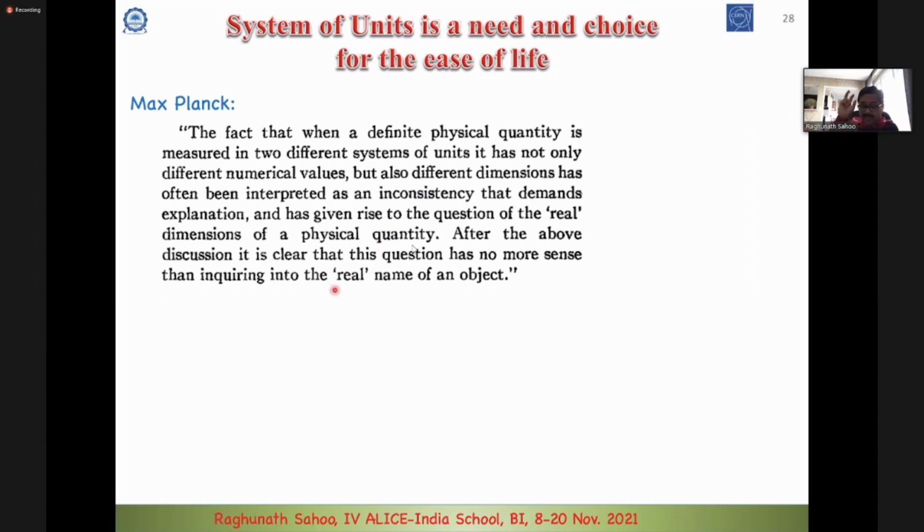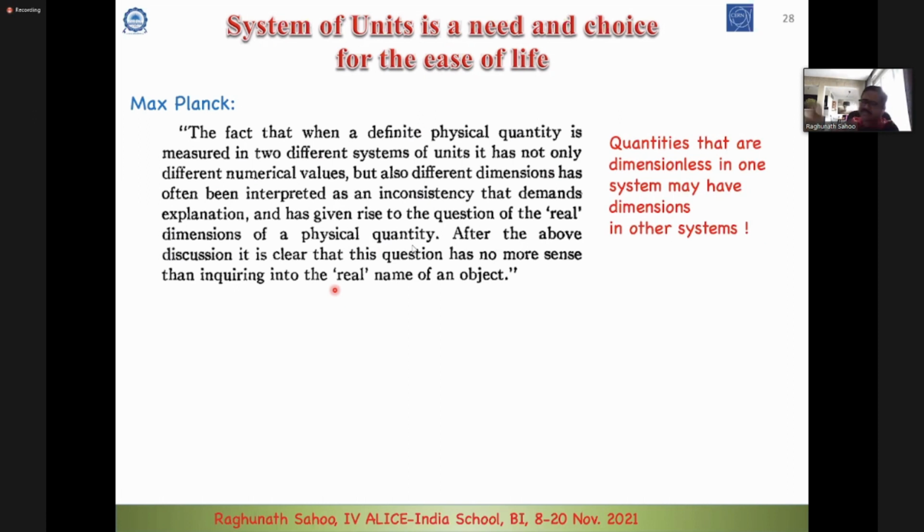If I take one apple and ask you what this is, you will answer in English that it is an apple, and then somebody will say in Odia, Seo, or something else. It has no real name; it depends upon the language you are speaking. It is exactly similar: the physical quantities expressed in different units or dimensions depend upon the choice of unit you are using. So there is no sacredness in this. That is why you have to be very cautious. And quantities that are dimensionless in one system may have dimensions in other systems. So you have to be very careful here.